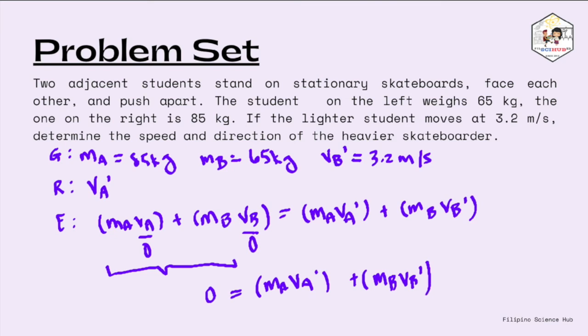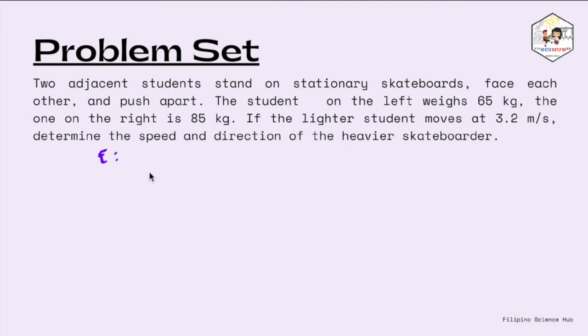So we will have to manipulate this equation to once again find V sub A prime, or the velocity of object A after pushing. So once we have successfully manipulated, we will have a working equation of the mass of object B times the velocity of object B prime over the negative mass of object A is equal to the velocity of our object A prime.